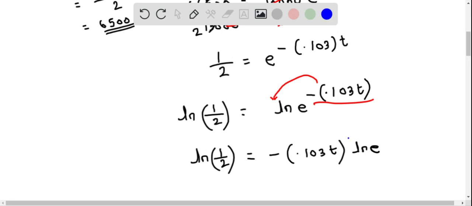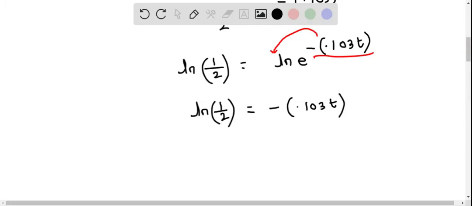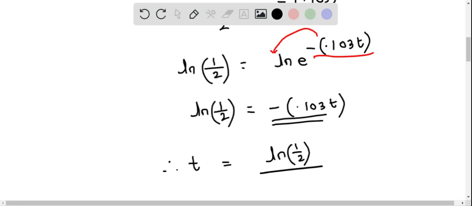We know that natural logarithm of e equals 1. So we can just ignore this quantity. So let me just remove this from the equation. And now we solve for t from this equation by dividing both sides by this quantity, that is negative of 0.103. And rearranging for t, we get the equation for t equals natural logarithm of half divided by negative of 0.103.